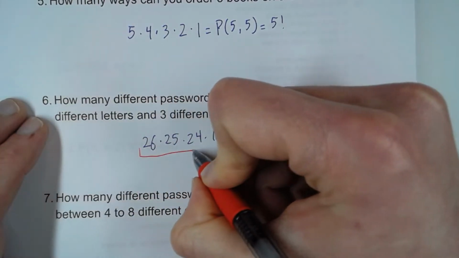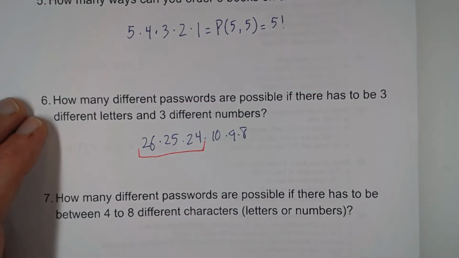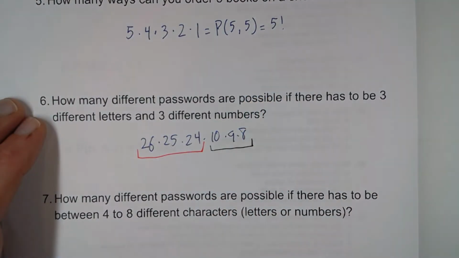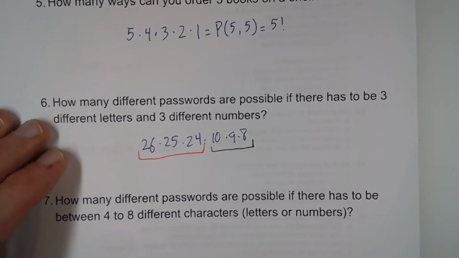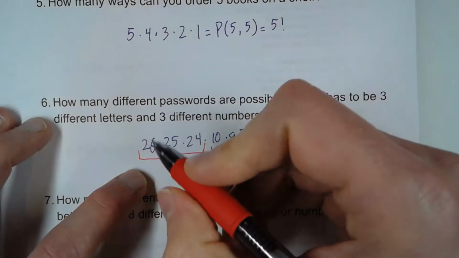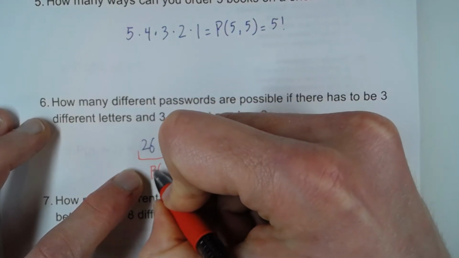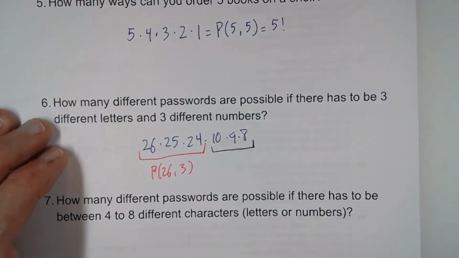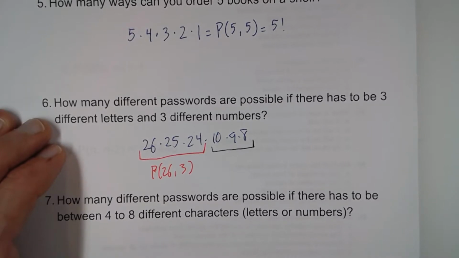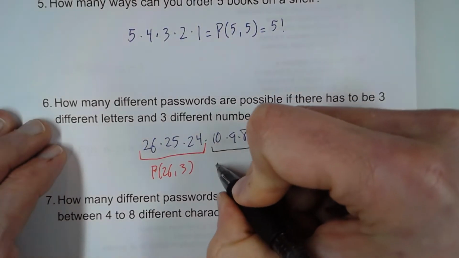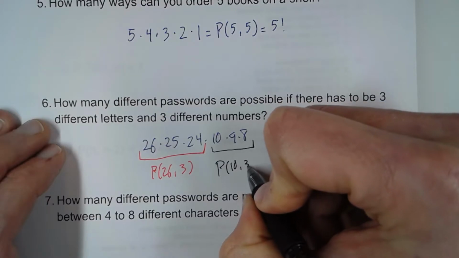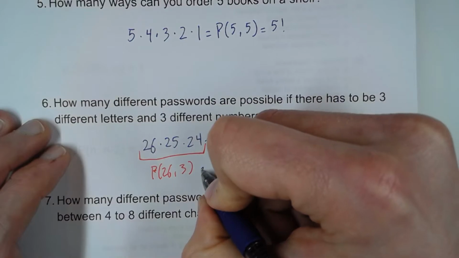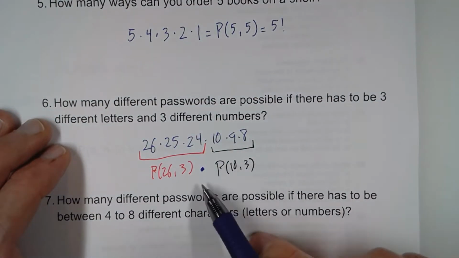Now what I'm going to do is I'm going to break these up into 2. Because here we have 26, 25, 24, and then we have 10, 9, 8. So here, what are we starting with? We're starting with 26, and we're picking 3. So this is P26, 3. And then here, we're starting at 10 and going down to 3. So that's what each of these represents, and then we are going to multiply them.